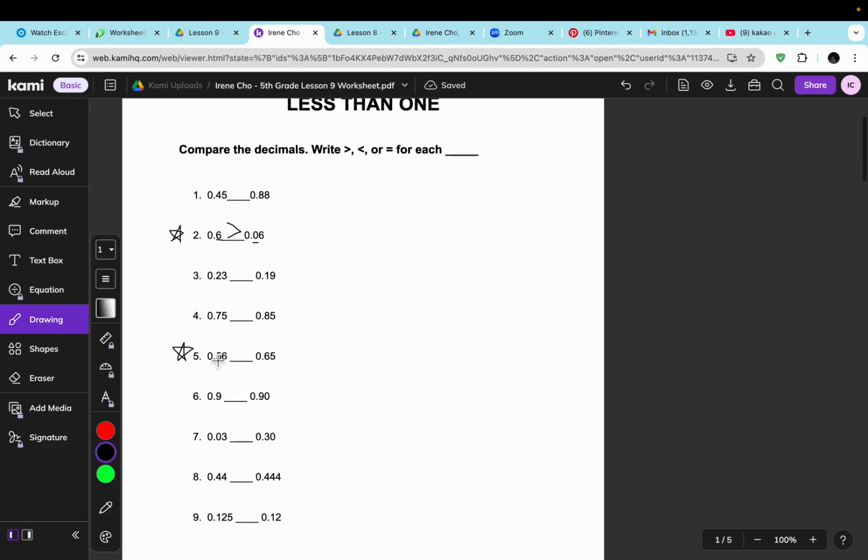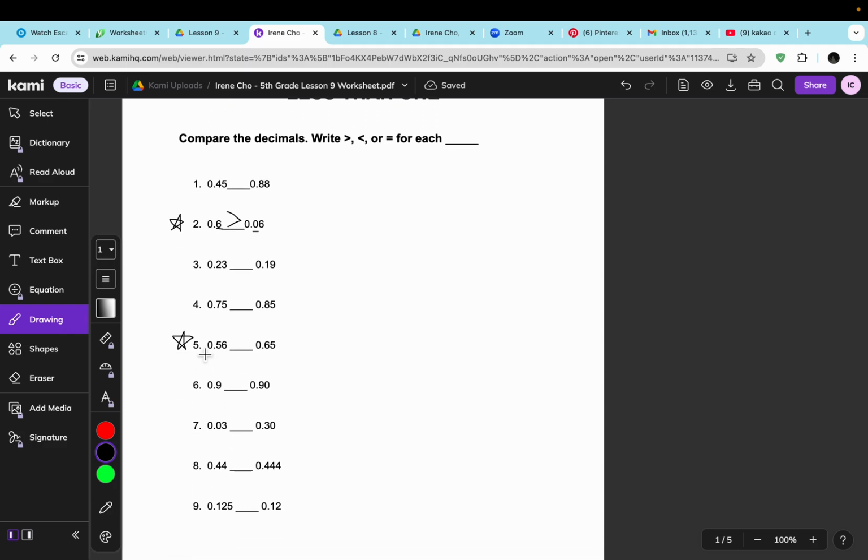So I'll do another one. It says 0.56 blank 0.65. We have to look at the number after the point. So there is 0.56 and 0.65. And because 6 is greater than 5, the answer will be 0.56 is less than 0.65.